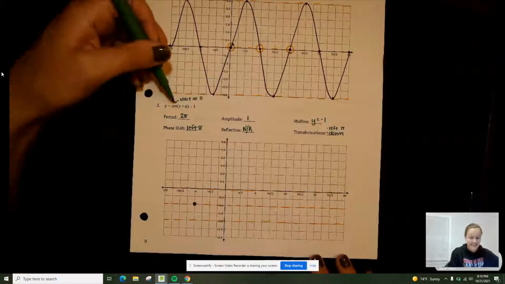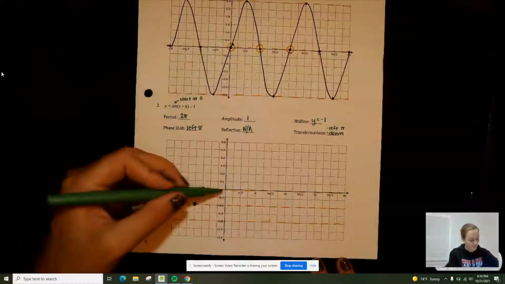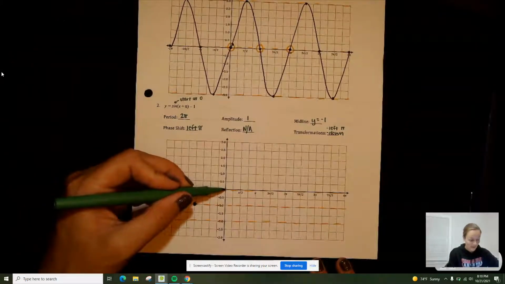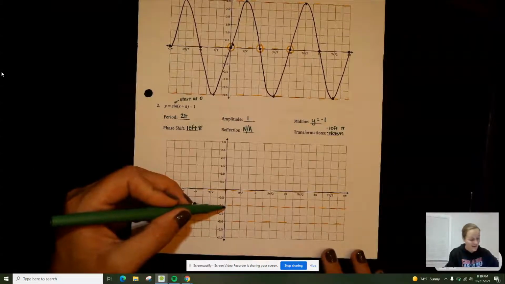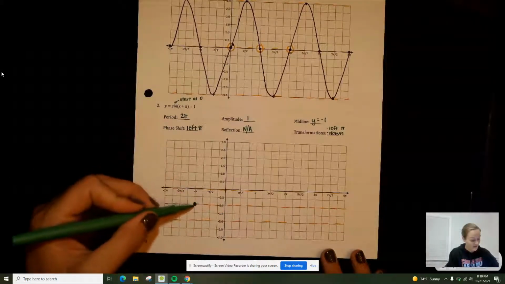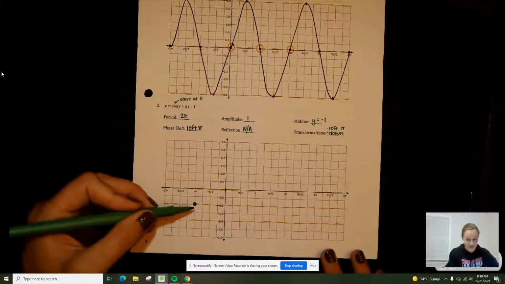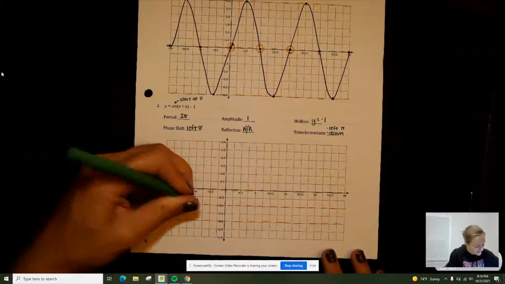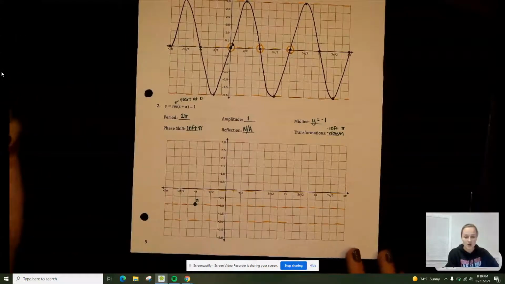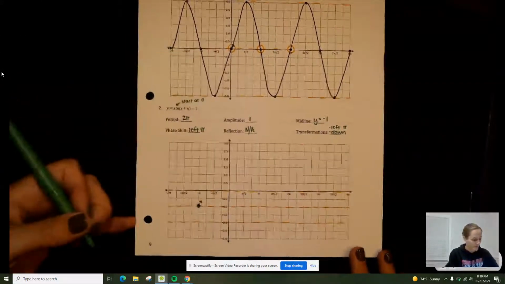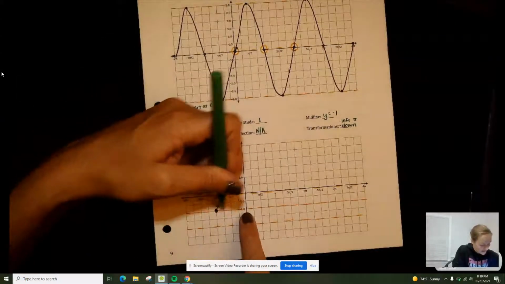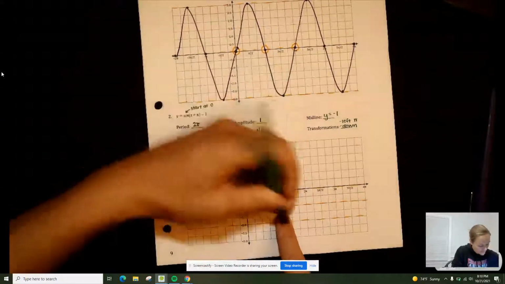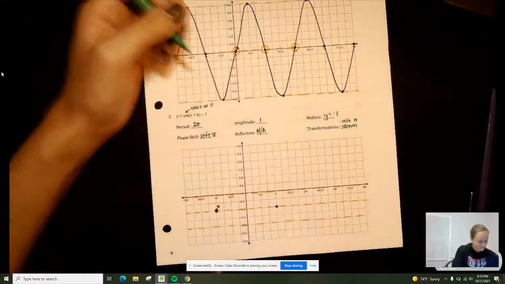So again, sine starts at 0 normally. However, it was shifted down 1. So here's where the midline was. And it was shifted left pi. So that's why my starting point is there now. Nothing about it changes its initial direction. So it's still going to start going up and to the right. The period is the same. So I can automatically see that after 2 pi, I'll have the same point.